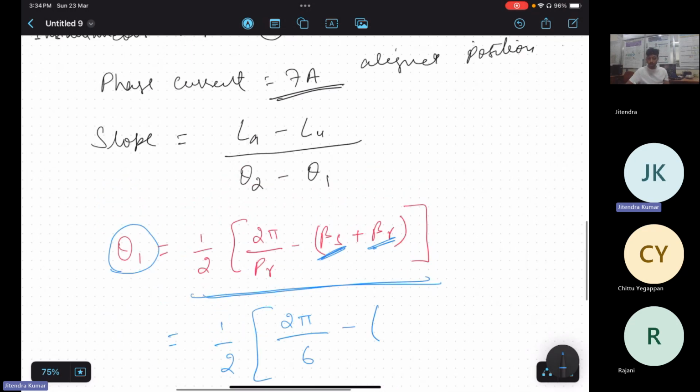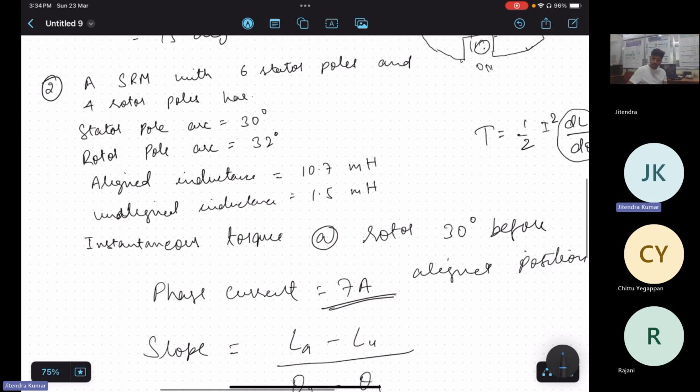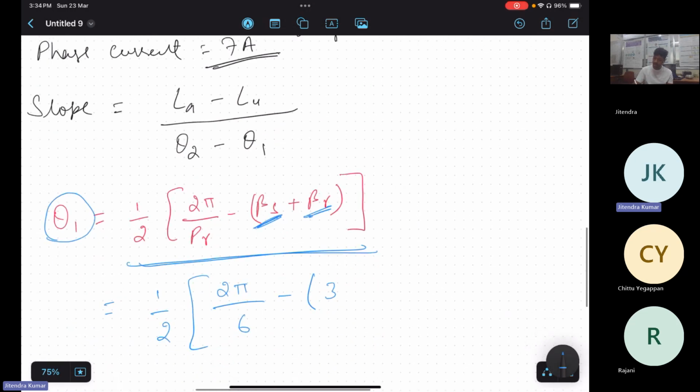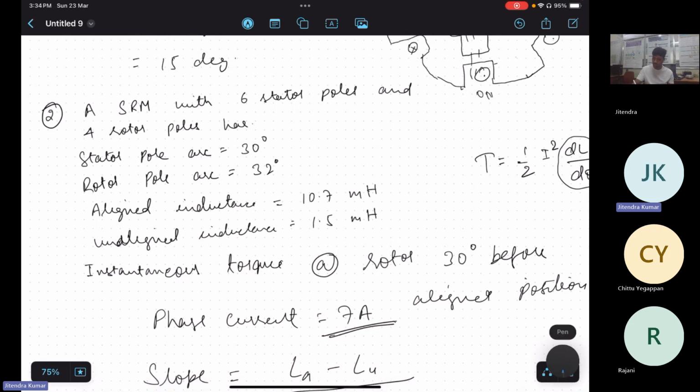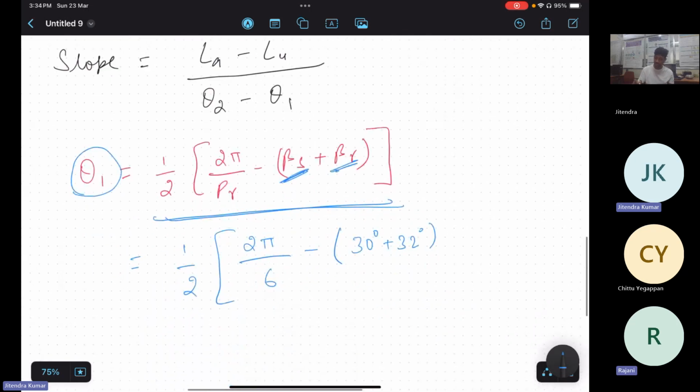The stator pole arc is 30 degrees and the rotor pole arc is 32 degrees, so 30 plus 32. Is it fine in degrees, or do we have to convert into radians? The poles are 6/4. We can convert this into degrees or into radians, whichever way is fine for you.